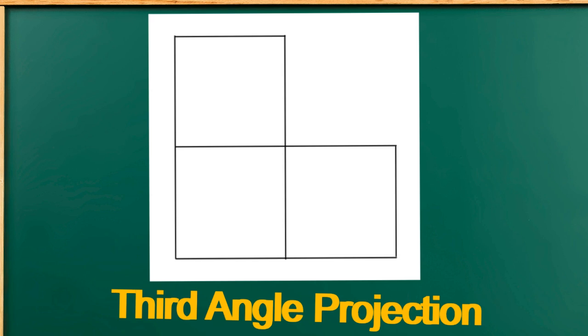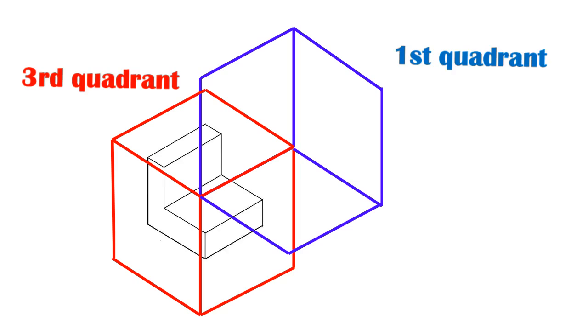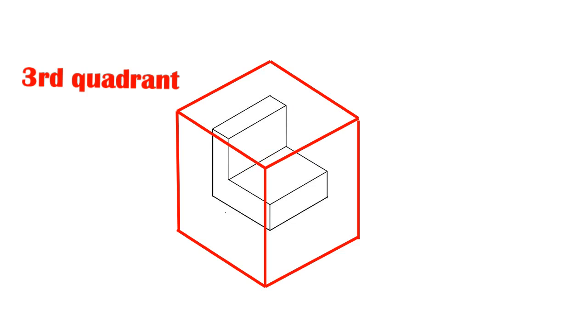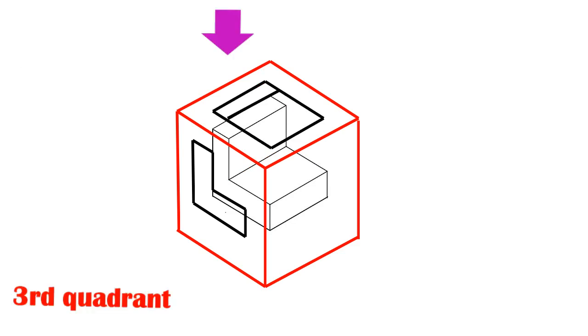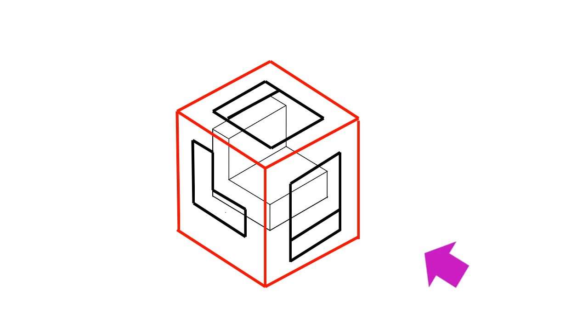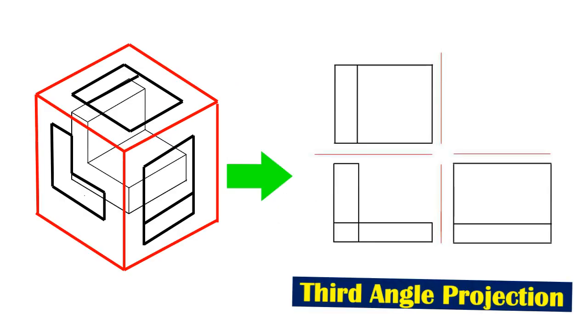Here's how it works. The front view is the primary view. The top view is placed above the front view. The side view is placed to the side of the front view. This arrangement is standardized and widely used in engineering drawings.